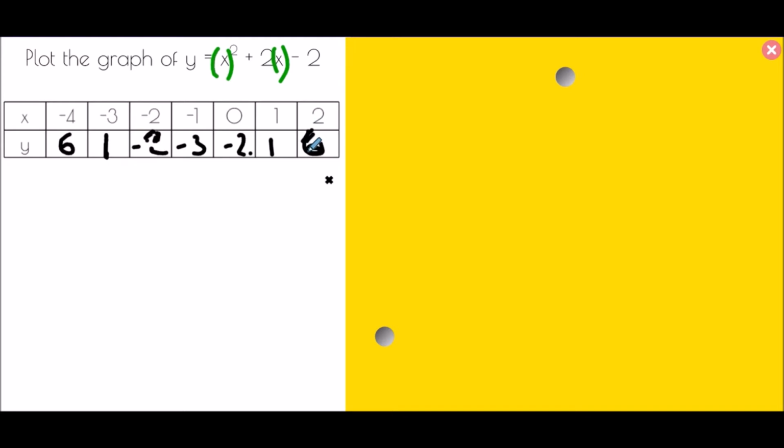Now if you want to, you can go back and check with your calculator that you agree, but what you'll find again as we look through is, here's our middle value, and then -2 and -2, 1 and 1, 6 and 6. We have our symmetry in the values, and so we're going to go ahead and try and plot those points on the graph.